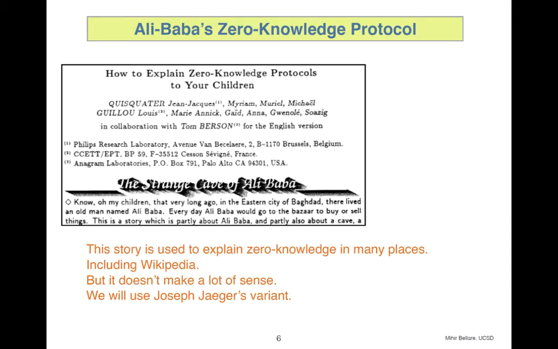We're going to start illustrating how you might do this with a kind of a story-based example, a non-technical one, which builds on the story of the classic Arabian Nights tale of Ali Baba. Now, it turns out that this is used in a bunch of places to explain zero knowledge, but I didn't always find it to make a lot of sense. And Joseph Yeager, who was a TA for this class a few years ago, helped out with that. And so I'm going to use his variant or version of the protocol, which I think is more meaningful.